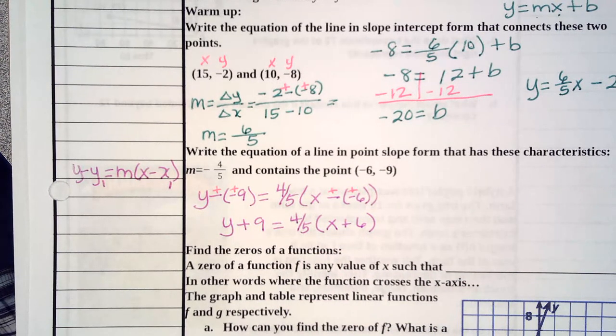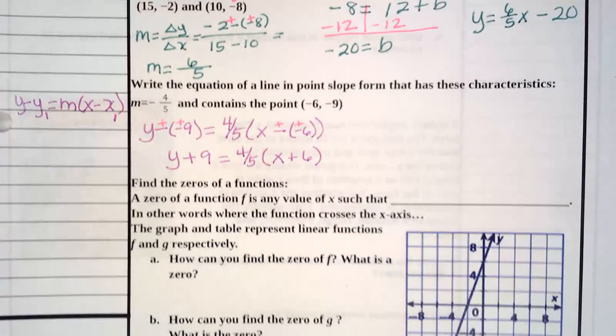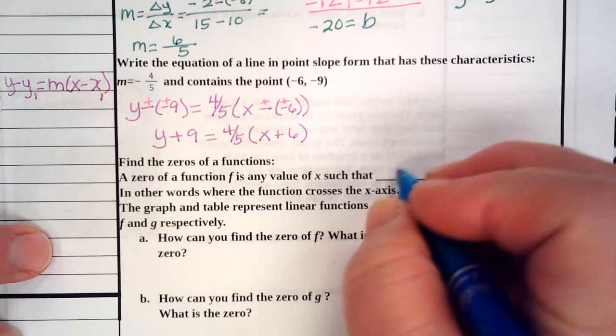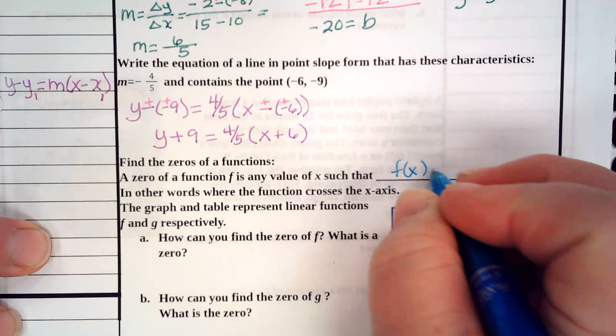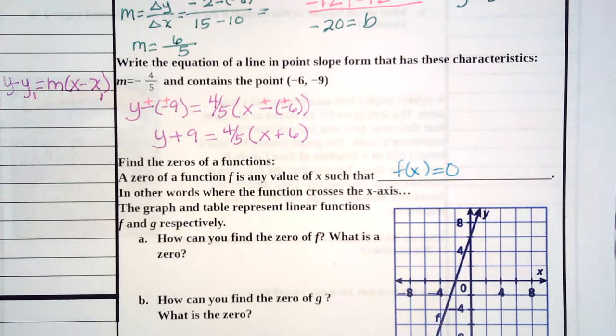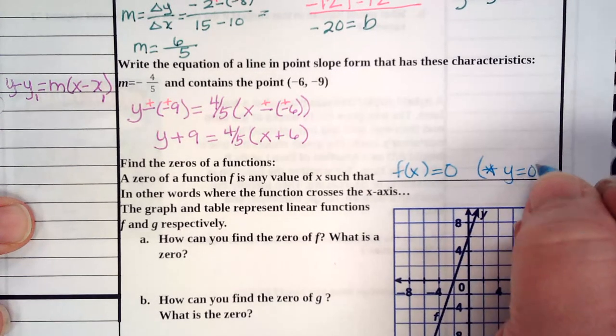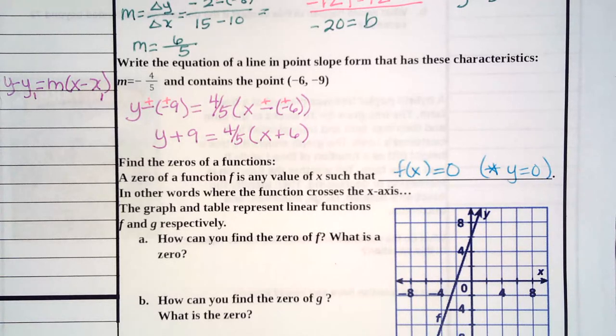Okay, so as we're looking at the zeros of the functions, we have to know what that means. What is a zero of a function? A zero of a function is any value x such that f of x is equal to 0. So in other words, your output, or y, is equal to 0. Where does this happen? It happens where the function crosses the x-axis.